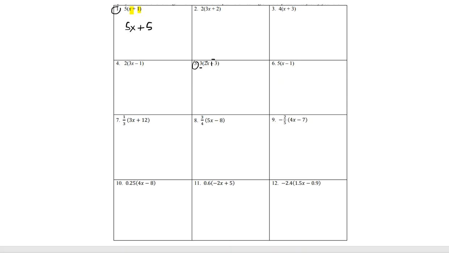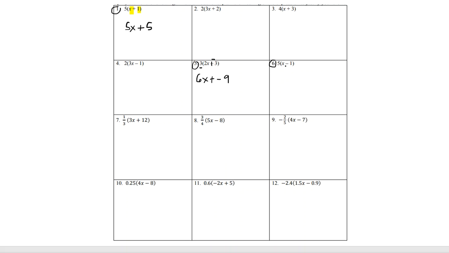So 3 times 2x, that's going to be 6x. 3 times a negative 3 is going to be a negative 9. So this becomes 6x plus a negative 9. Let's look at number 6.